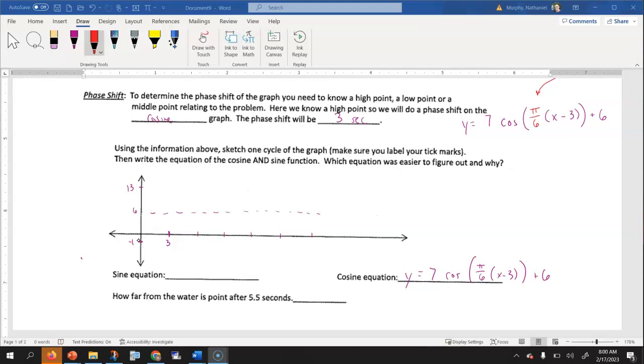Now let's start plotting some actual points. So again, after 3 seconds, that bug is at its highest point, which we now know is at 13 feet. And we know the period for this is 12 seconds. So if I count from our starting point there, 12 seconds, we would have 3, 6, 9, 12 would be here. So after 15 seconds is when the bug is going to be back up at the top of the wheel.